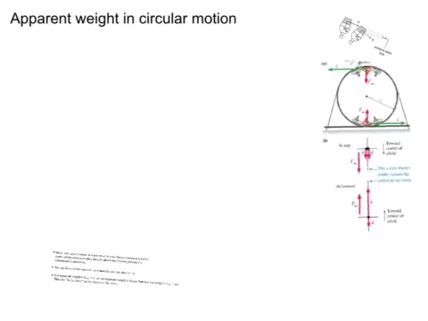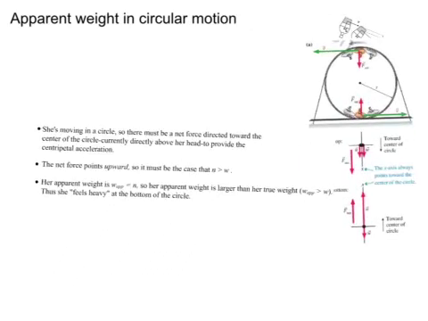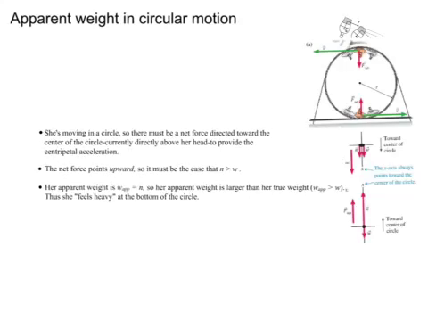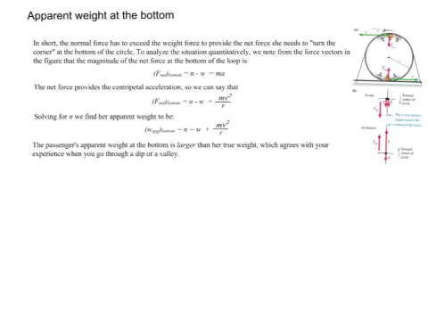Based on our understanding of circular motion, she's moving in a circle, so there must be a net force directed toward the center of that circle, directed straight above the head at the bottom of the loop, to provide the centripetal acceleration. The net force points upward, so that must mean the normal force is greater than the weight. Her apparent weight is equal to the normal force. So her apparent weight is larger than her true weight, and she feels heavy at the bottom of the circle. Basically the normal force has to exceed the weight force to provide the net force she needs to turn the corner at the bottom of the circle.